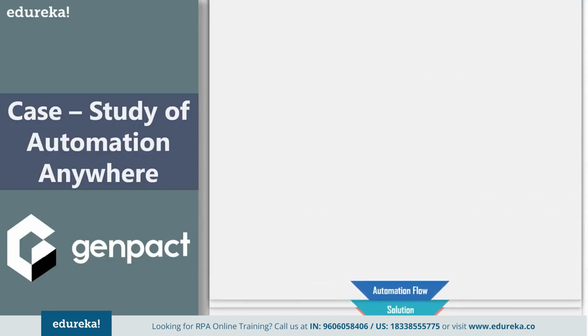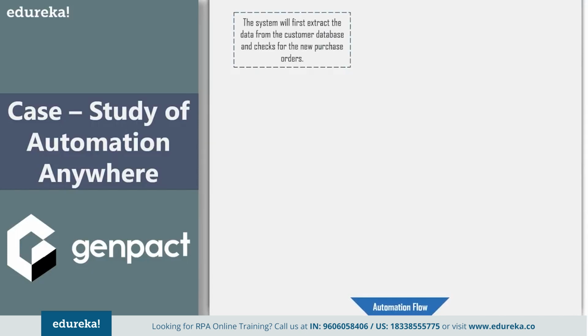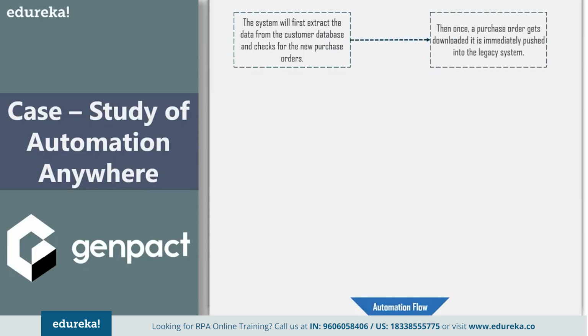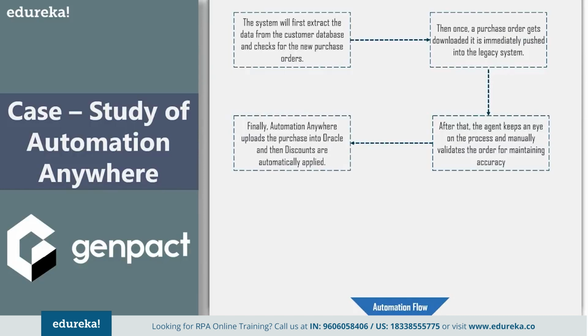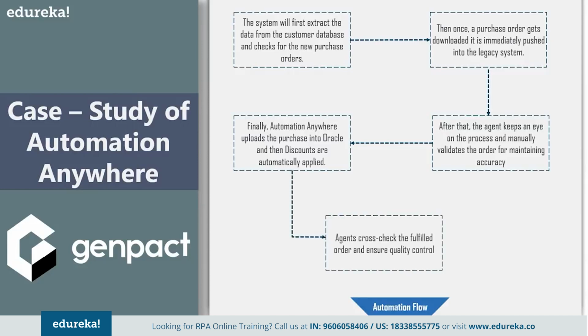So let me tell you the process flow of the automation. The system would first extract the data from the customer database and then check the database for new purchase orders. Then once the purchase order gets downloaded, it would be immediately pushed into the legacy system. After that, the agent would keep an eye on the process and manually validate the order for maintaining accuracy. And finally, Automation Anywhere would upload the purchase into Oracle and then discounts would be automatically applied, right? Apart from all of this, agents would cross-check the fulfilled order and ensure quality control, right?